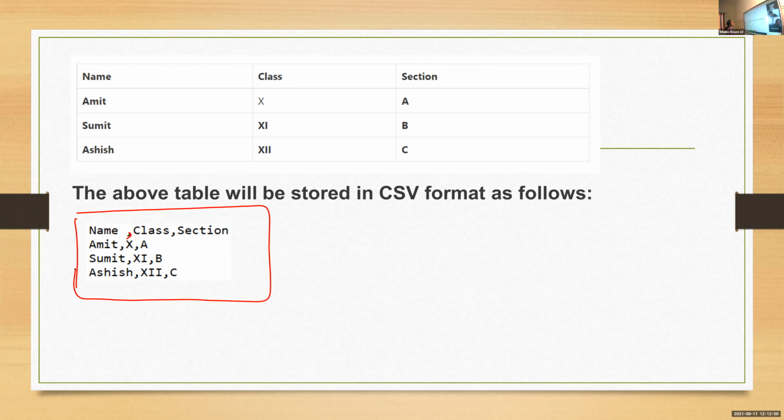If we convert a particular Excel sheet into CSV, then the result is just like this. First the column headings, that is the header of that sheet, will appear: name, comma, class, comma, section. Under that, the first row is separated using commas. The second row also uses commas for separation, and the third row.